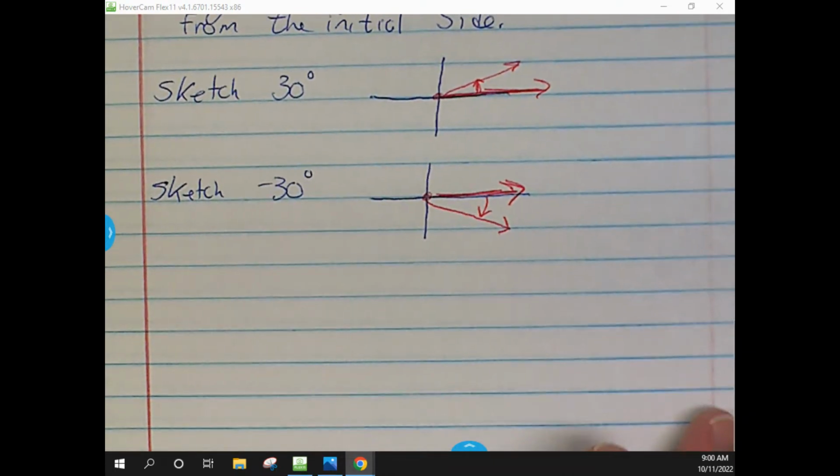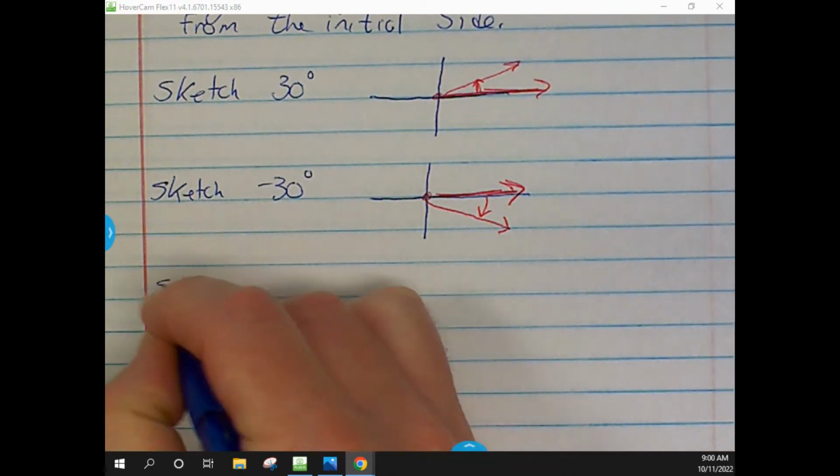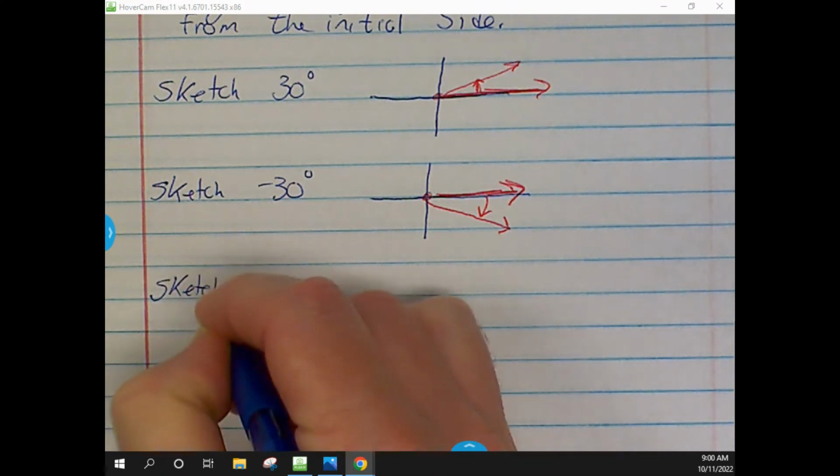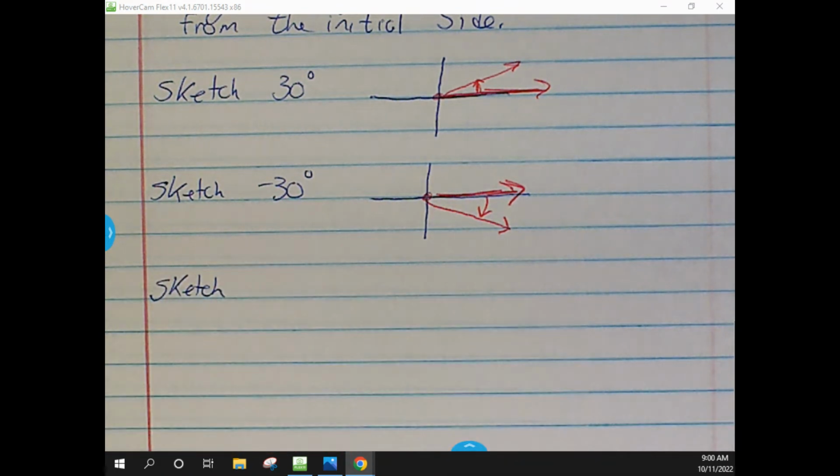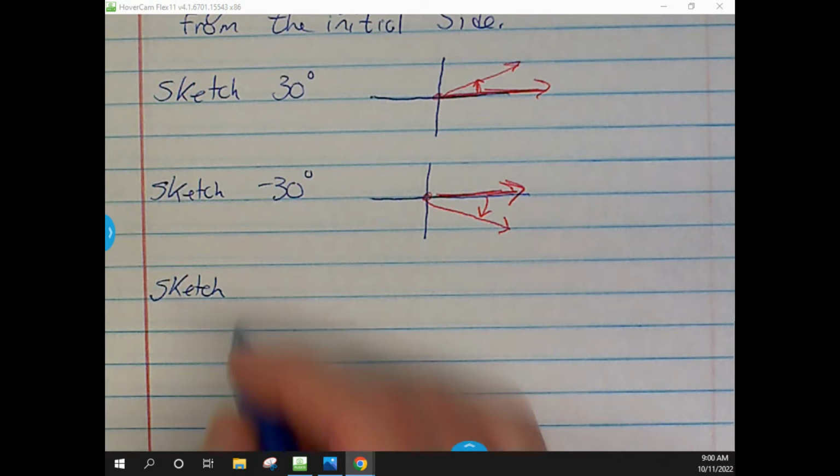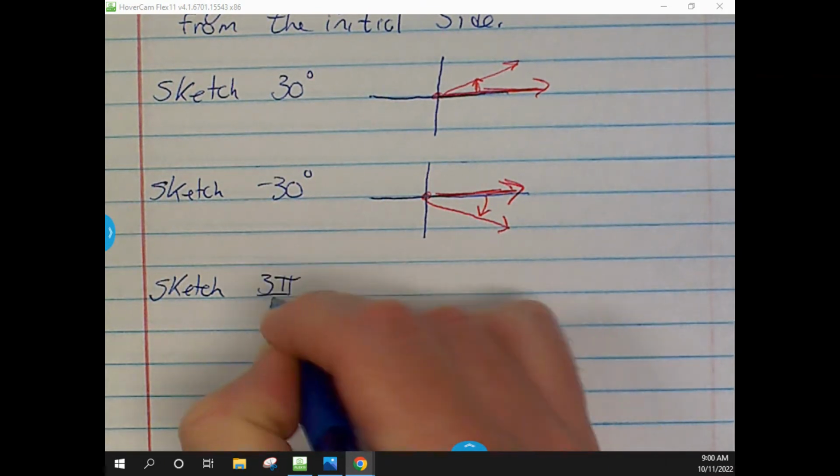All right, now the other thing they may do is they may not give it to you in degrees. They may give it to you in radians, which is where we're going to have the pi part of this one. So it may be that it's got sketch 3 pi over 2.